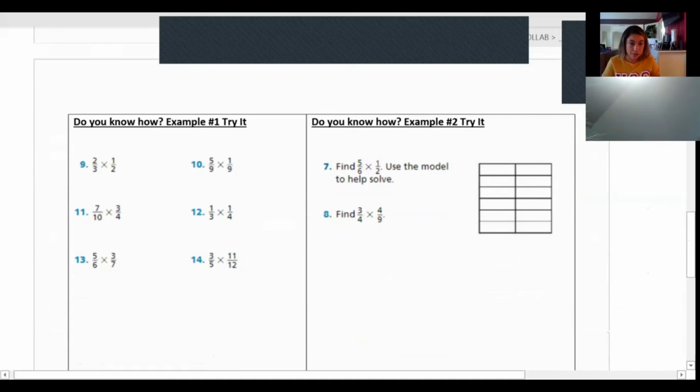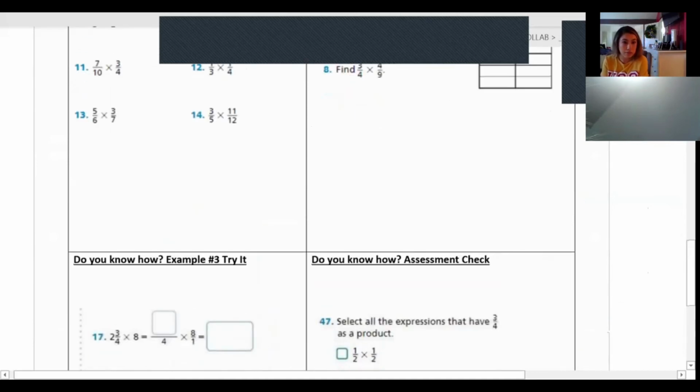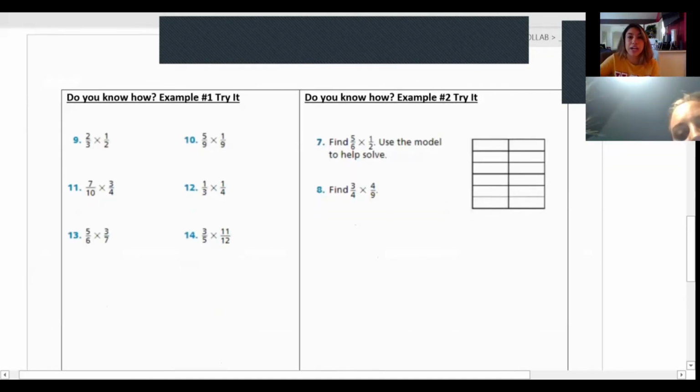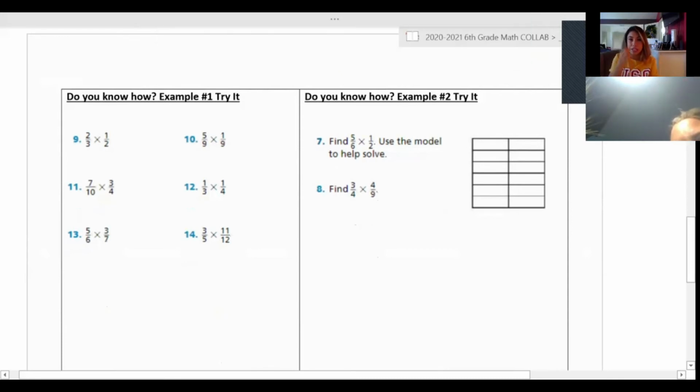So we are going to do just 2 examples. All right, so we're gonna look at quadrant 1. We're looking at example number 2, try it. Number 7 says find 5/6 multiplied by 1/2, and we're gonna use the model to help us solve. So if we take that 1/2, that's what we're going to look at first.